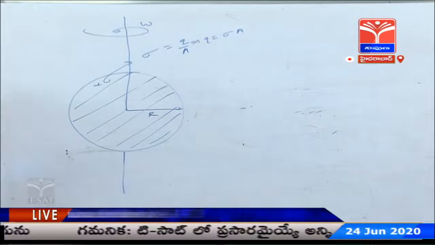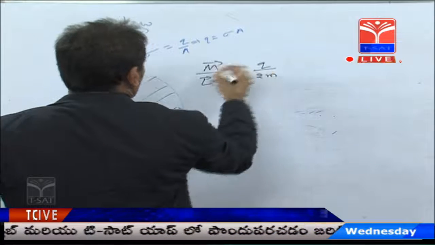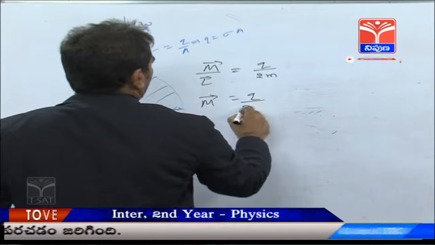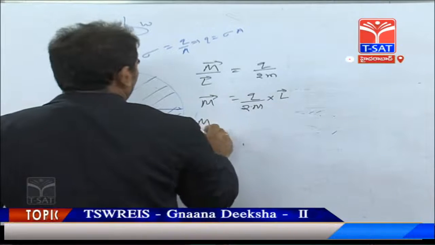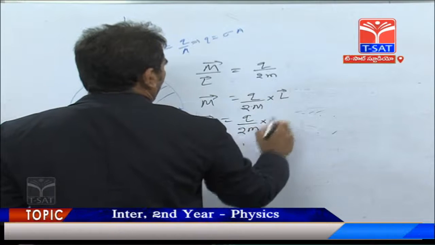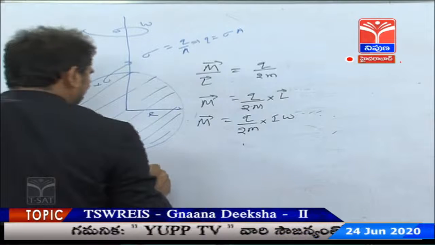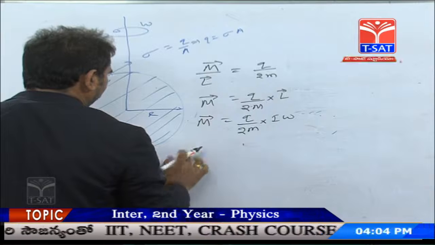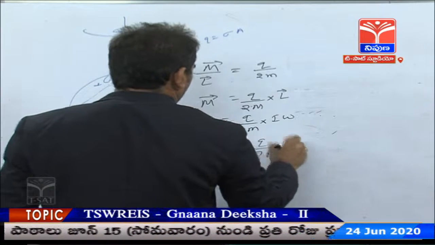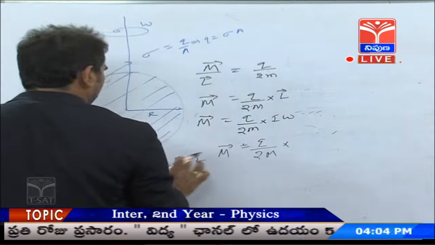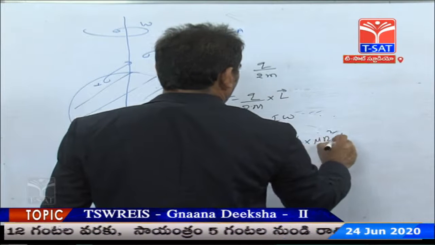We already know the relation between the magnetic moment and angular momentum: m bar upon L bar is equal to q upon 2m. So, m bar is equal to q upon 2m into L bar, where L is the angular momentum. When a particle is rotating in a circular path, m bar is equal to q upon 2m into L, and L is equal to I omega, where I is the moment of inertia of this disc with respect to the rotational axis, given by I equal to 1 by 2 into m r square. You can write the radius as capital R. So I is equal to 1 by 2 into m R square, times omega.